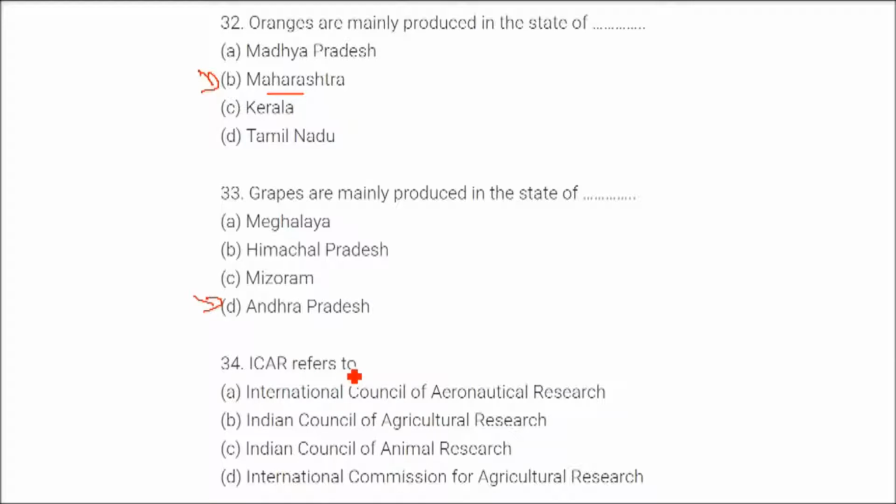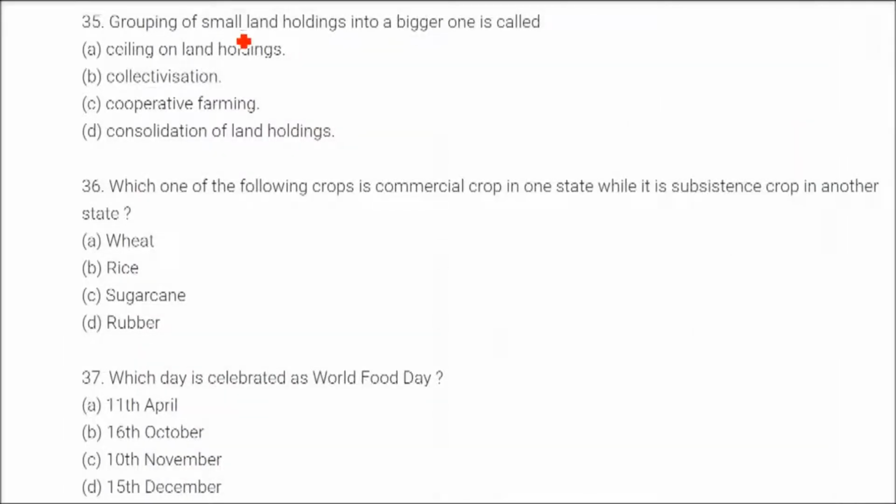ICAR stands for Indian Council of Agriculture Research. Grouping of small land holdings into bigger ones is called chakbandi. So what is it in English? It is consolidation of land holdings.